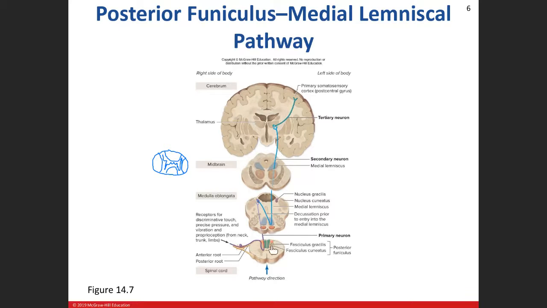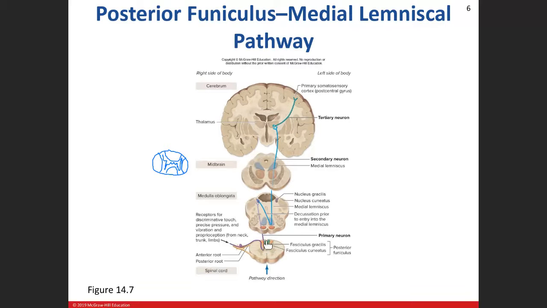Okay? Now, in the posterior funiculus, we divide the posterior funiculus up into 2 regions, okay? We have the fasciculus gracilis and the fasciculus cuneatus, okay? And you can see those right here, okay? So the fasciculus gracilis is going to carry that sensory information that I just talked about from the lower half of your body. Easy way to remember that. Where's the gracilis muscle? In your leg. Okay? That's how I remembered it.